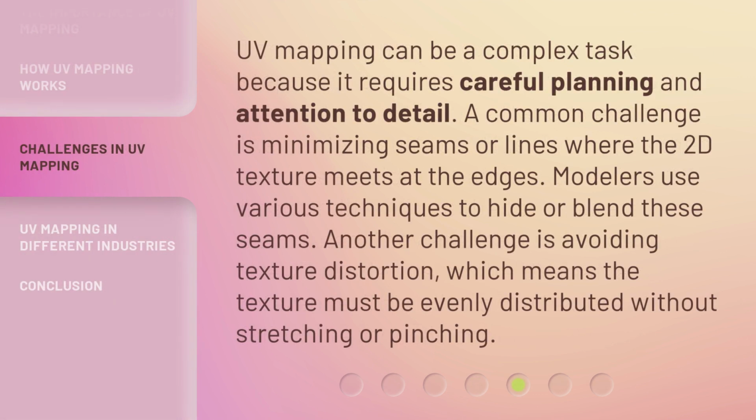UV mapping can be a complex task because it requires careful planning and attention to detail. A common challenge is minimizing seams or lines where the 2D texture meets at the edges. Modelers use various techniques to hide or blend these seams. Another challenge is avoiding texture distortion, which means the texture must be evenly distributed without stretching or pinching.